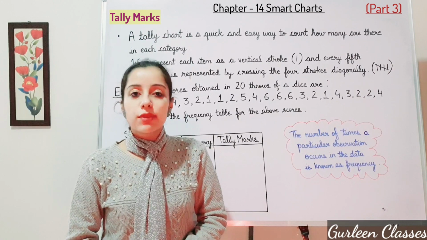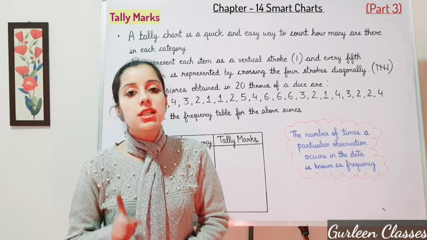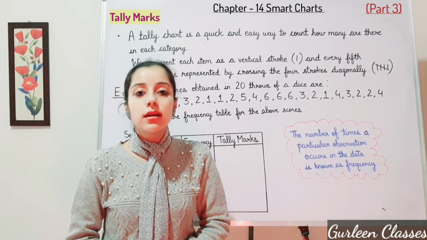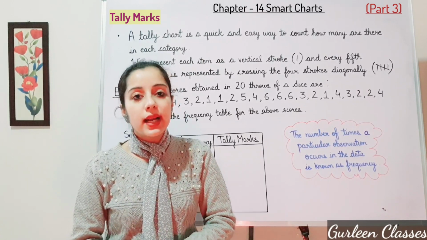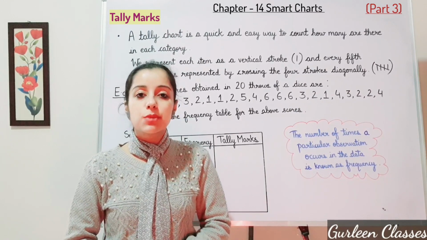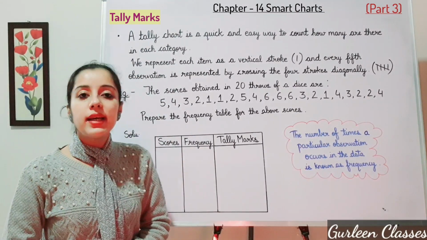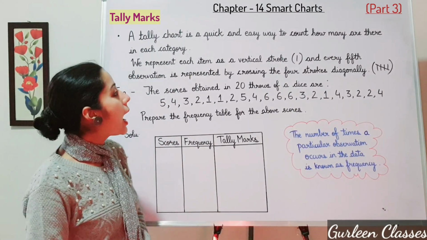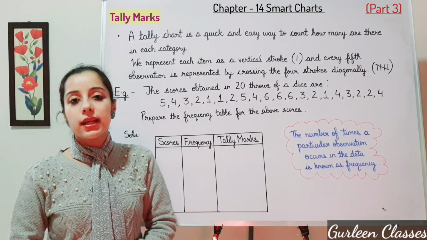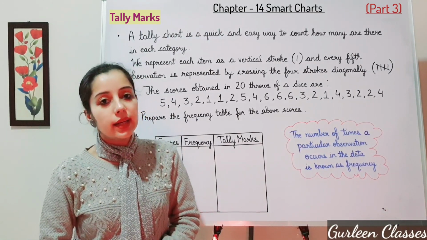Let us start with the first topic of today. What is a tally chart? A tally chart is just one method to collect data using tally marks. Tally marks are frequencies, observations and the total number of times something has occurred. A tally chart is a quick and easy way to count how many are there in each category.